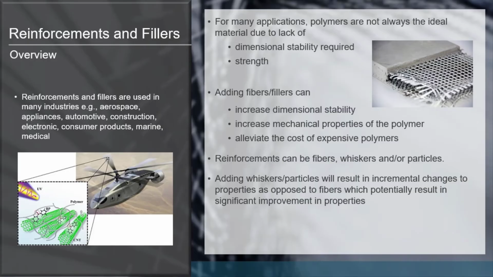So for many applications, the polymers or the plastics, which, as I said, I will be using interchangeably just for simplicity, but they do have specific definitions that we talked about in module 1. For many applications, polymers are not always ideal due to the dimensional stability that is required or the strength that is required. They do have some special characteristics, but that may not be enough for someone to apply them directly in a specific application.